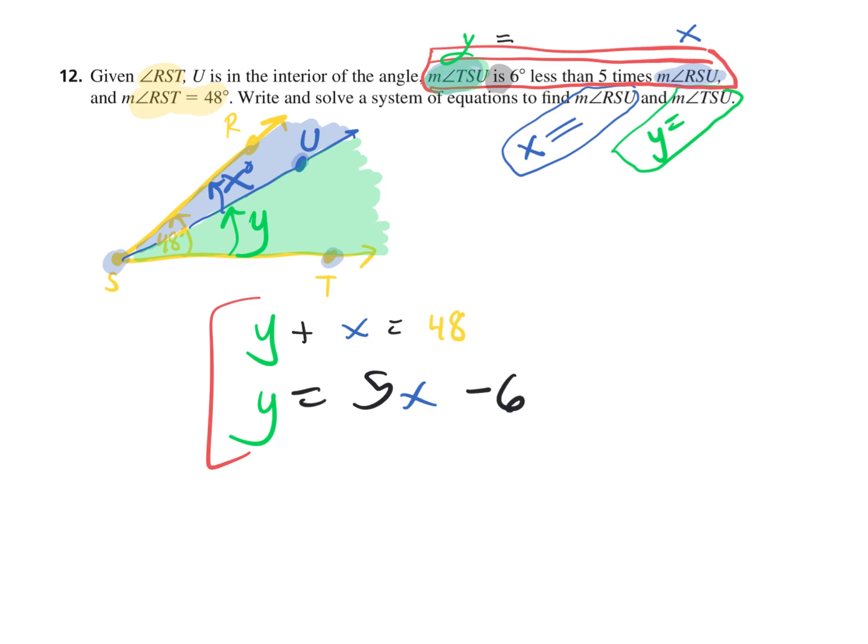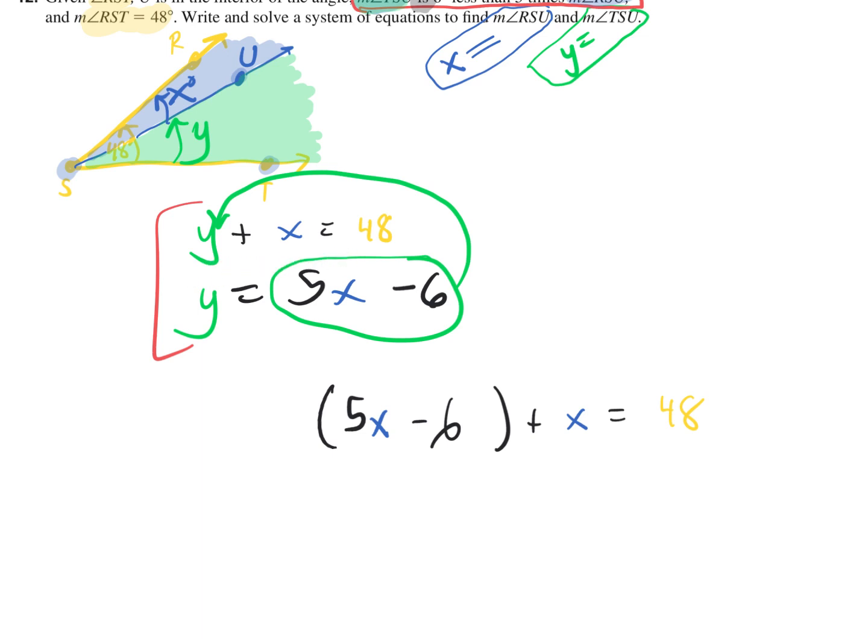The substitution method said, if you can get a letter all by itself, and it's already done for us, y is all by itself, then you can take that expression that represents that letter all by itself and substitute it into the other equation where you see that letter, which is going to be here. So let's come on down and rewrite this equation with 5x minus 6 substituted in for y. Here we go. All right, so y plus x equals 48, but in place of y, we substituted that expression. Now we can combine like terms. 5x and 1x is 6x.